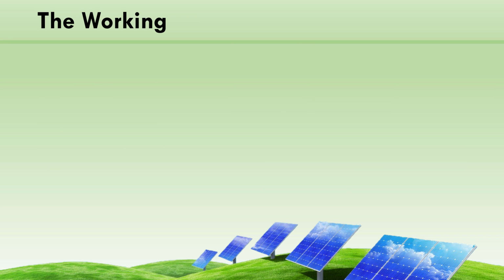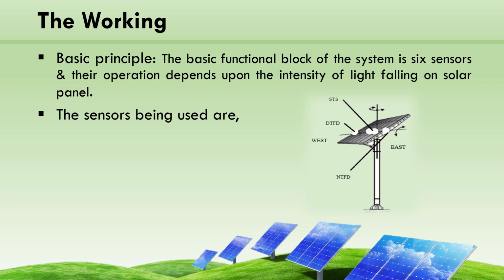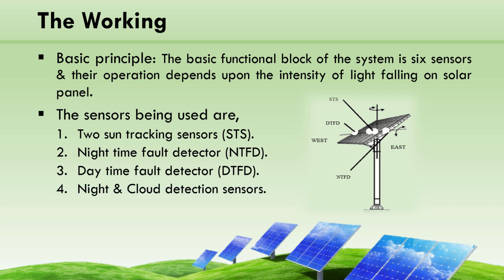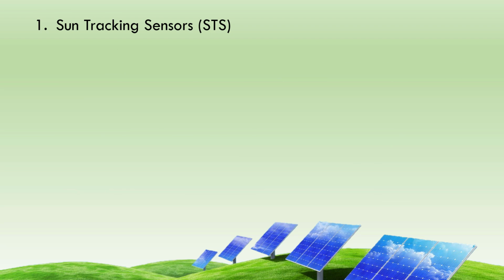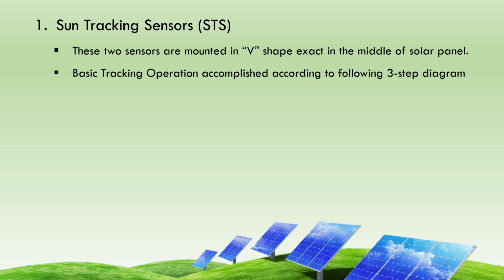Coming to basic principle of working, the basic fundamental block of system are 6 sensors, and their operation depends upon the intensity of light falling on solar panel. The sensors being used are 2 sun tracking sensors, STS, nighttime and daytime fault detectors, NTFD, and DTFD, and night and cloud detection sensors. Starting with sun tracking sensors, these 2 sensors are mounted in V-shape exact in the middle of solar panel. Basic tracking operation takes place in 3 steps.